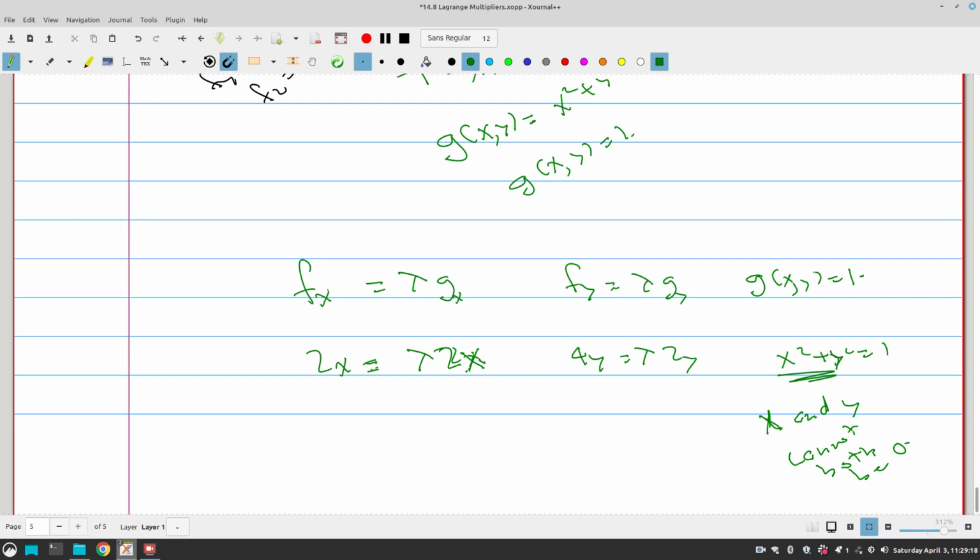So how do we solve this then? Let's look at this equation. Don't divide by x or y, because one of them could be 0. Both cannot be 0, but one of them could be 0. Let's see what happens.